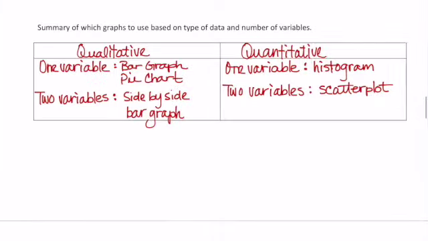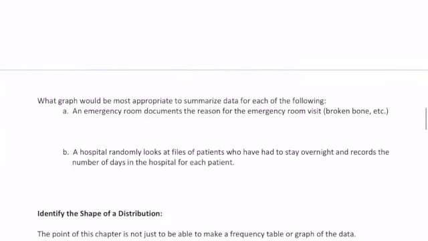Now moving on, a couple more things we want to talk about: which graph would be most appropriate to summarize the data for each of the following. Read through the question. An emergency room documents the reason for each emergency room visit, broken bones, etc. Now think about it. Which one is the category?